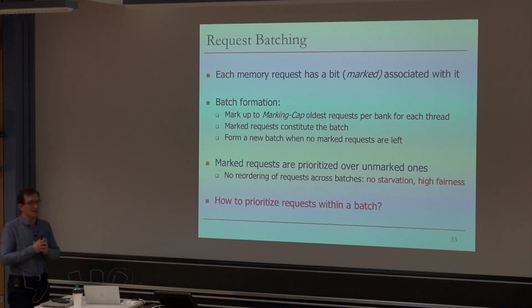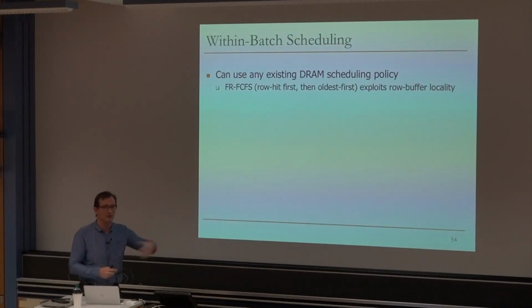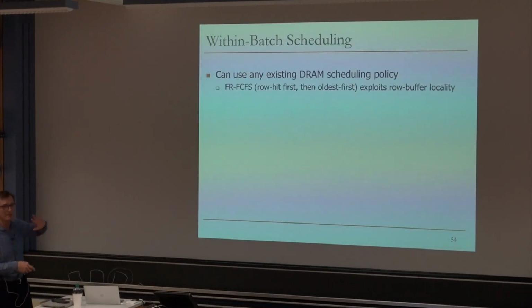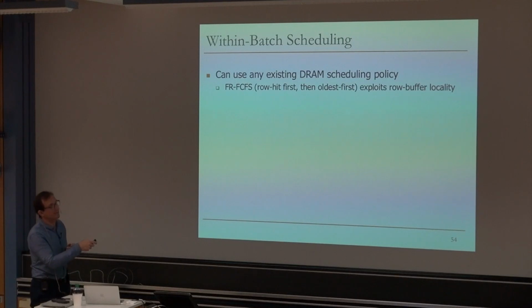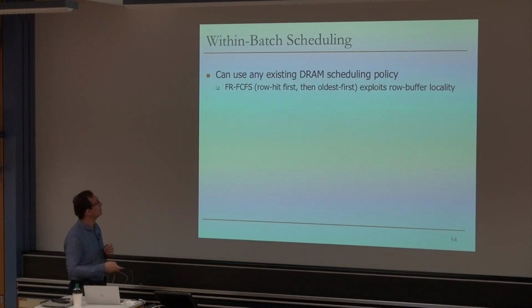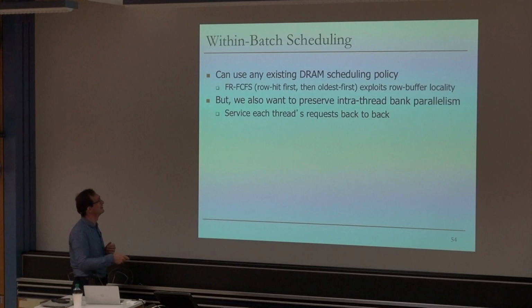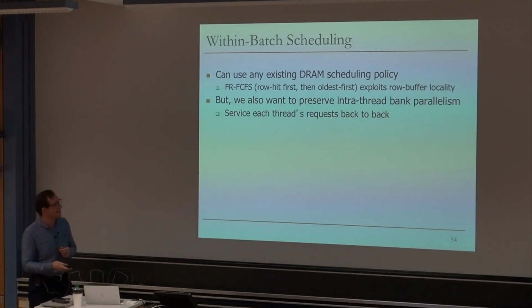Okay, so then the next question is, how do you prioritize requests within this batch that's formed? And within the batch, actually, now you have a lot of freedom. You got rid of starvation in the system by ensuring batching. Within the batch, you can do anything, but we want to do particular things. So you can actually use any DRAM scheduling policy. You can use FR-FCFS, which is good for row buffer locality, or you could use something else that preserves intra-thread bank parallelism. Actually, in this case, we want to preserve intra-thread bank parallelism as well. If you want to preserve intra-thread bank parallelism, you want to service each thread's requests back-to-back.